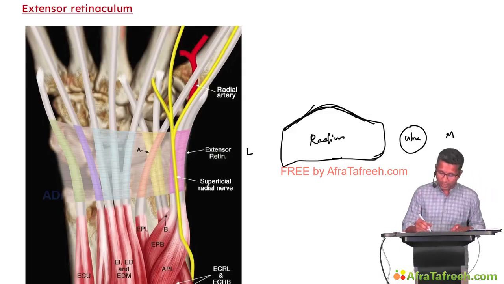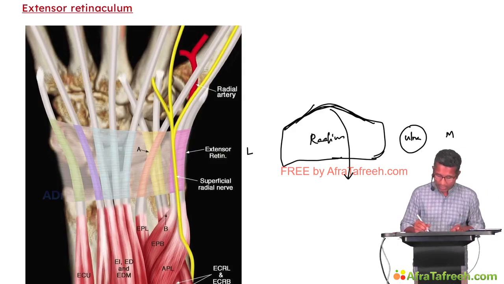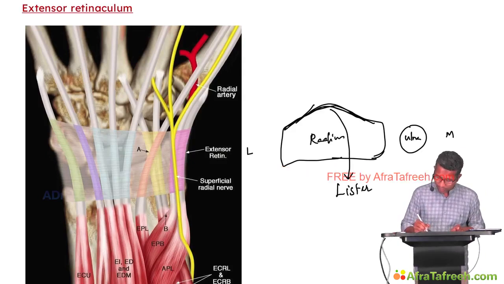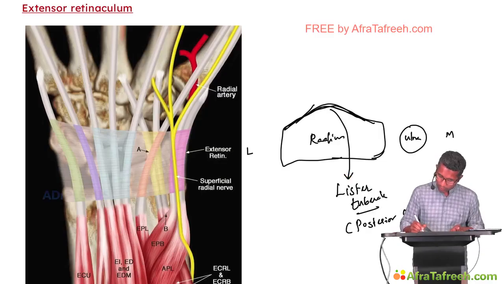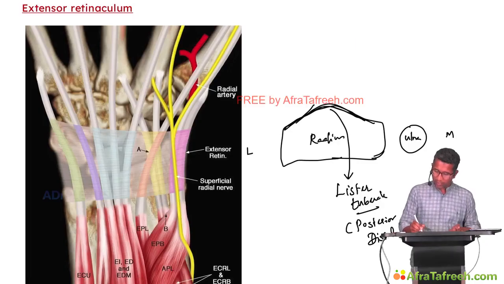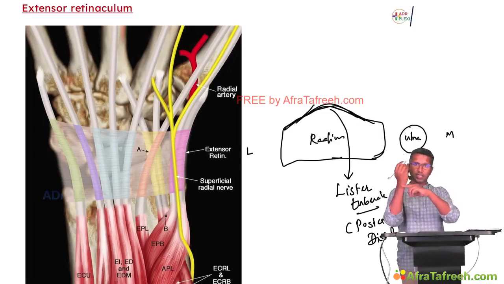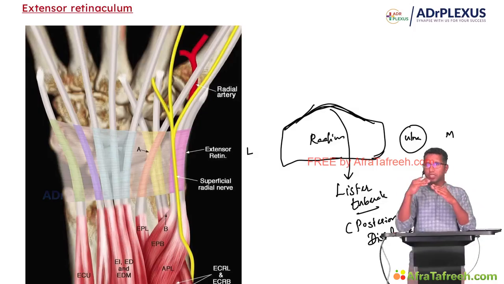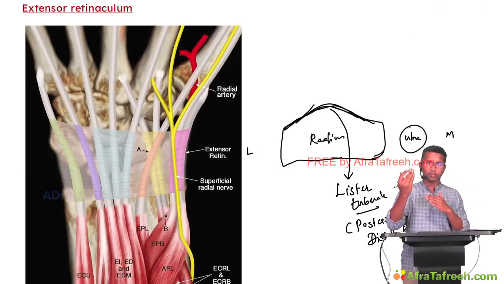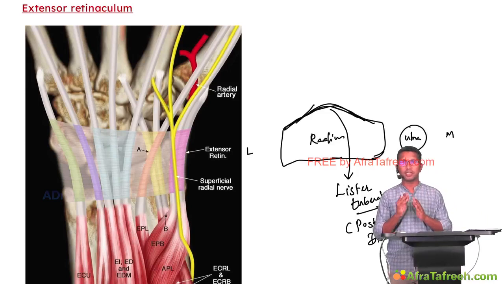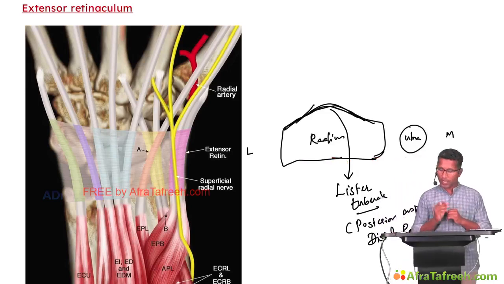So if you see an elevation here, this elevation is called Lister's tubercle. Please remember, guys, Lister's tubercle is present on the posterior aspect of the distal radius. I am making a section of the distal radius and the ulna at its distal aspect. When I make a section, I see an elevation on the posterior aspect of the distal radius, and that elevation is nothing but Lister's tubercle.